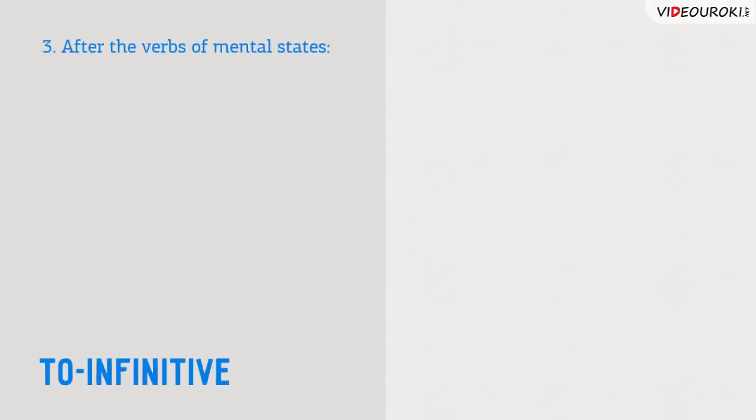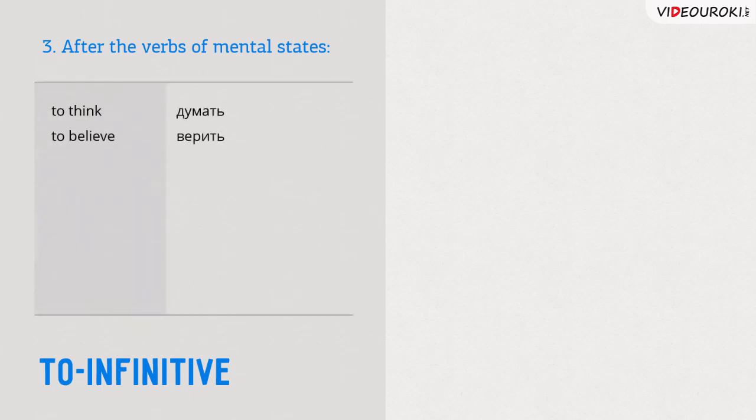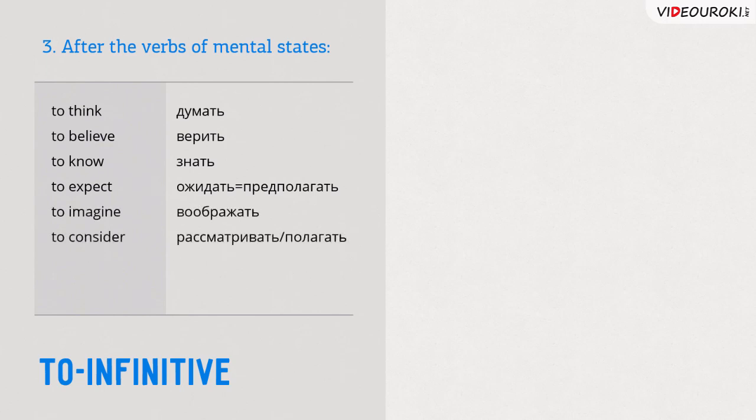3. After the verbs of mental states. To think – думать. To believe – верить. To know – знать. To expect – ожидать или предполагать. To imagine – воображать. To consider – рассматривать, полагать. To suppose – предполагать. To find – находить, полагать.